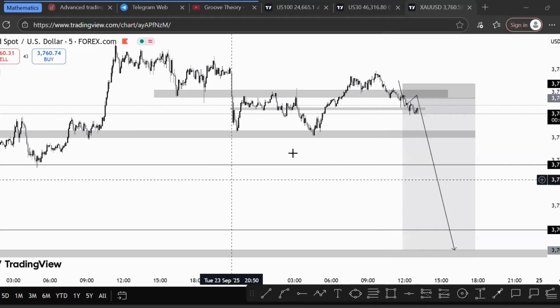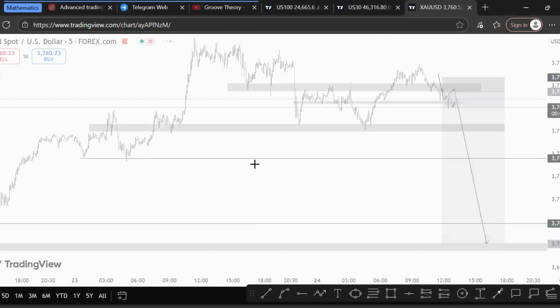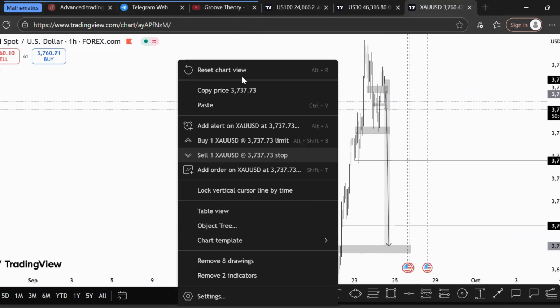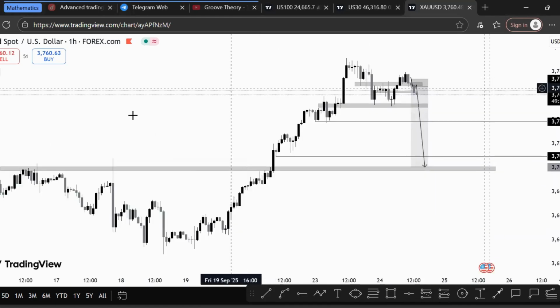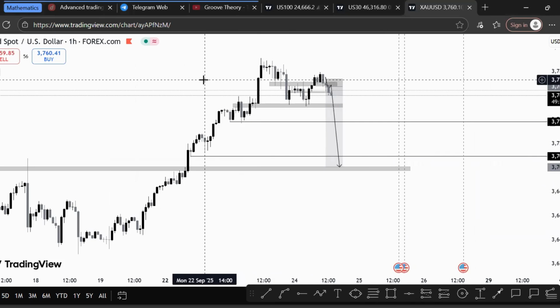All right, let's get right into it. Let's start with the 1 hour. Remember I said that the trade is going to be based on the analysis that I sent today, that this trade is based on the 1 hour.